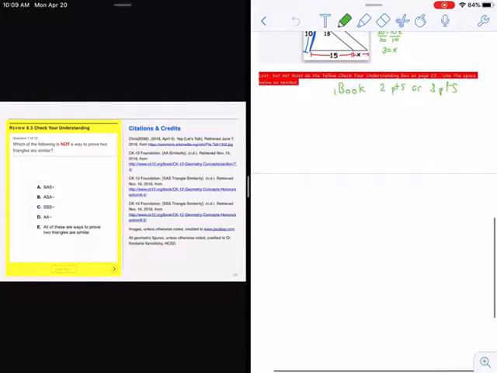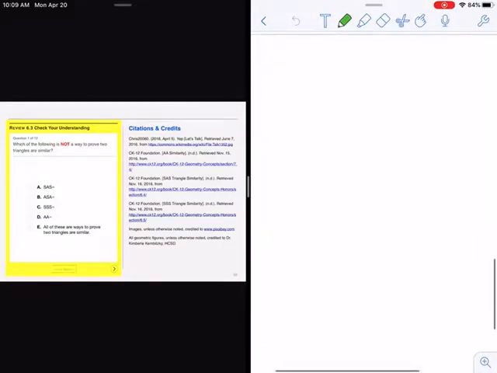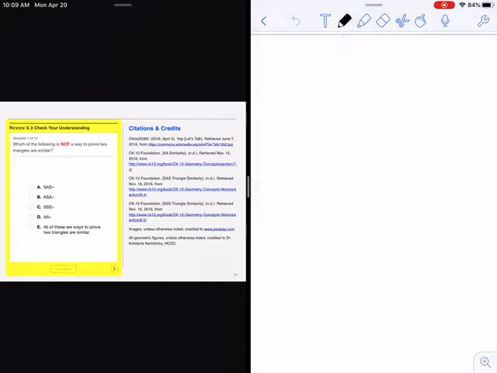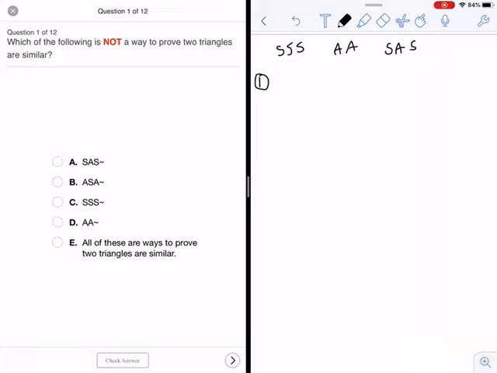Okay, so we're here in the iBook now, and I really like these iBook problems because it kind of summarizes everything we talked about in today's videos and yesterday's video. Side, side, side, which we talked about today. We got angle, angle, and we got side, angle, side. Why do I bring that up? If we look at question 1, which of the following is not a way to prove two triangles are similar?